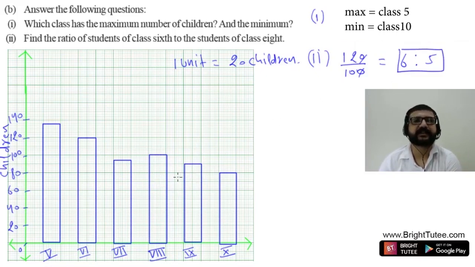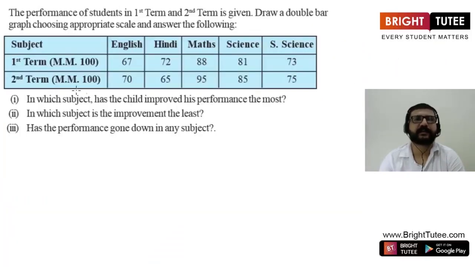So in this question, we have formed a bar graph from a tabular form of data, and then using this bar graph we have answered a few questions. Now let's see one more question based on bar graph. The question is, the performance of students in first term and second term is given here in this table. We have to draw a double bar graph choosing appropriate scale, and then we have to answer these questions.